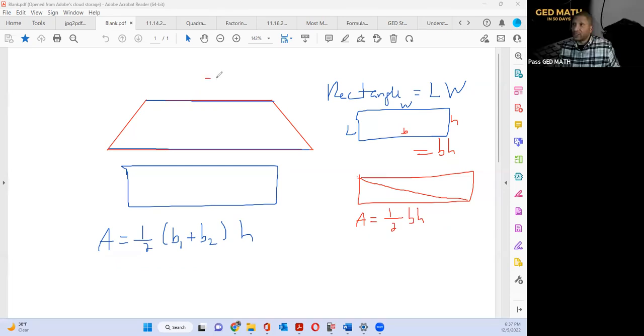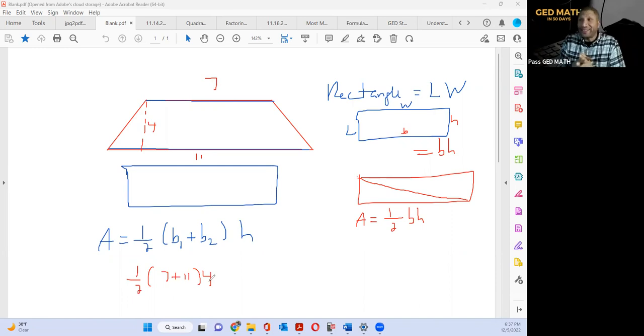So all you're doing, say this was 7, this was 11. My height here is 4. To find the area of this trapezoid, all you're doing is grabbing your calculator, putting 1/2 in parentheses, 7 plus 11, close your parentheses, times 4. If you know the formula and you know how to identify what the base 1, base 2, and the height are, it's easy. Just throw it in your calculator.